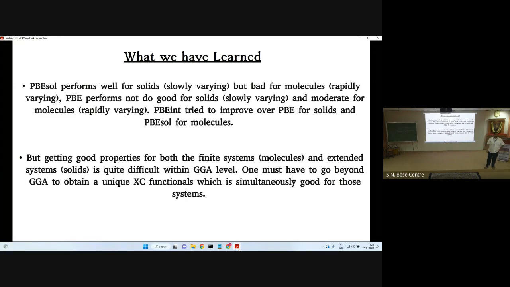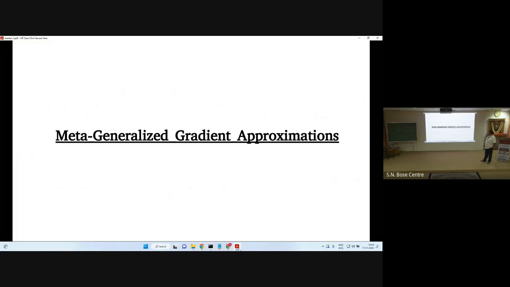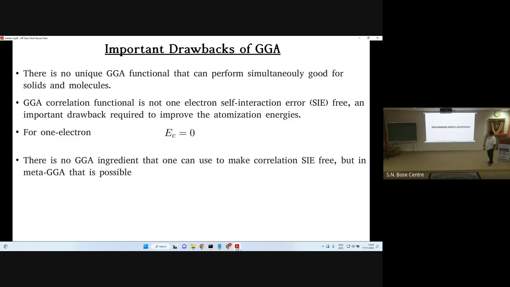finite size systems or extended systems. So we need to go beyond those functionals, which will be simultaneously good for all those systems, the molecular systems as well as the solids. Okay, and that is basically the next level, the next range of functionals. These are the meta generalized gradient approximation. This is called the meta-GGA functional. Okay. So what is there in meta-GGA functionals?